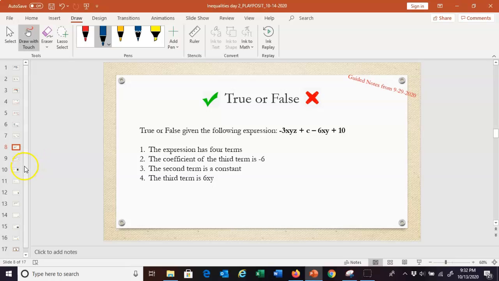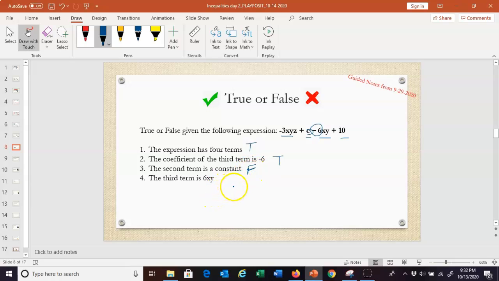All right, so true or false. Number 1, the expression has 4 terms. This is true. There's 1, 2, 3, 4 terms. Number 2, the coefficient of the third term is -6. That is true. Here's the third term. Coefficient is -6. Number 3, the second term is constant. Nope, the second term is a variable. It's C, so that's false.